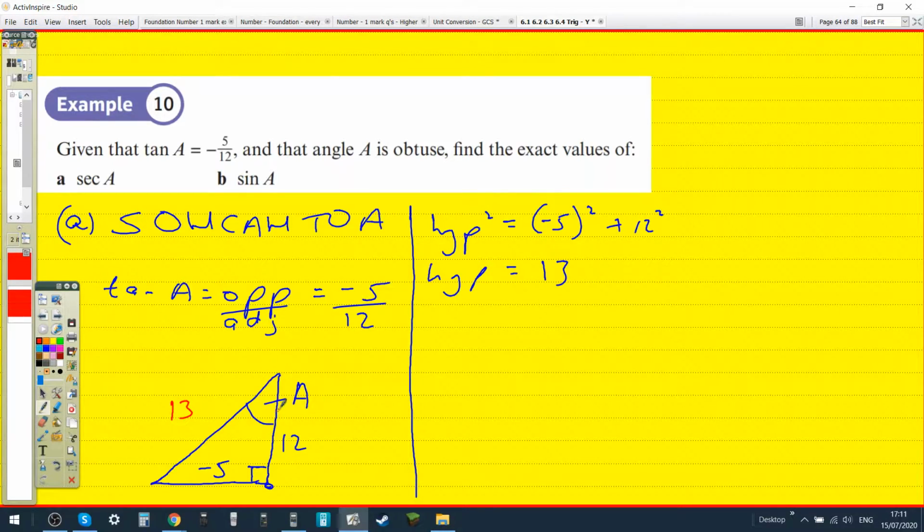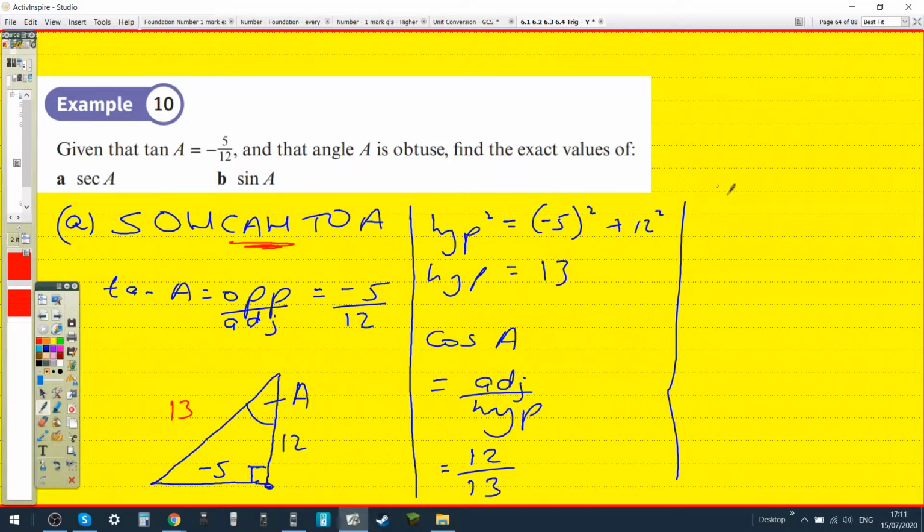Okay. What is cosine A? Thinking back to SOH CAH TOA. Adjacent over hypotenuse. So 12 over 13. The cos A is 12 over 13. And so what is sec A? Given that sec A is 1 over cos. 13 over 12. 13 over 12. What is sine A?